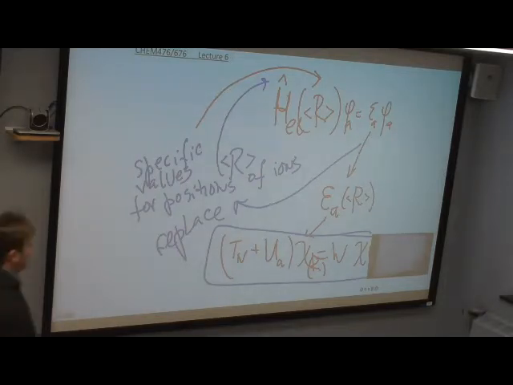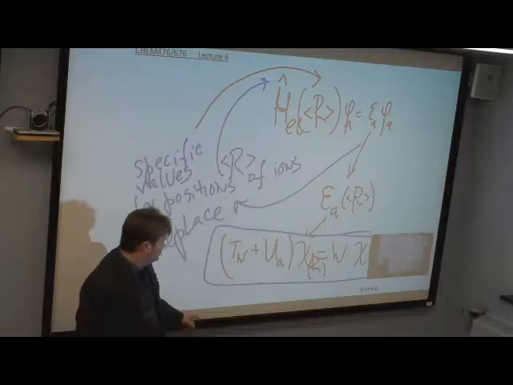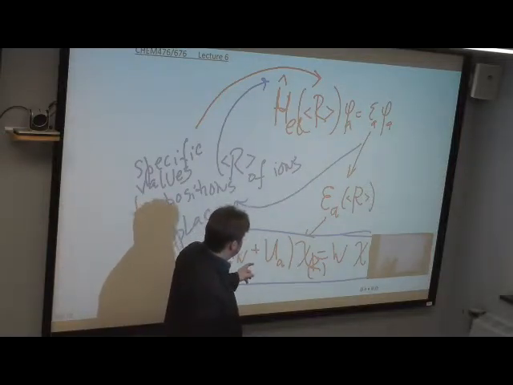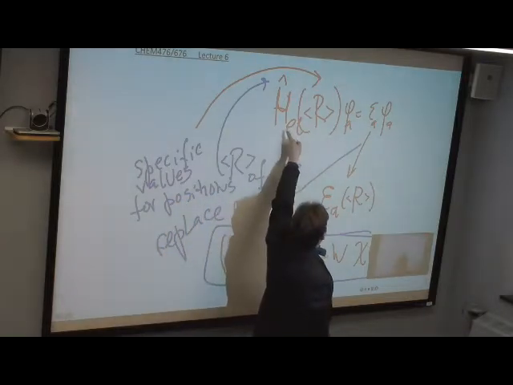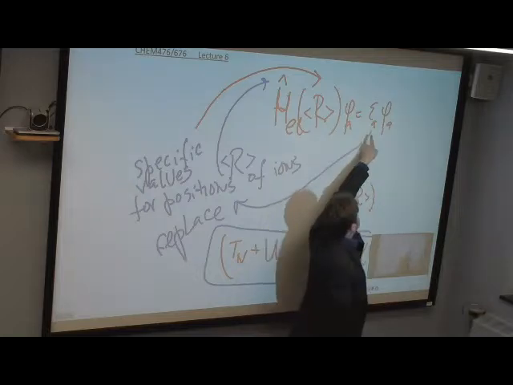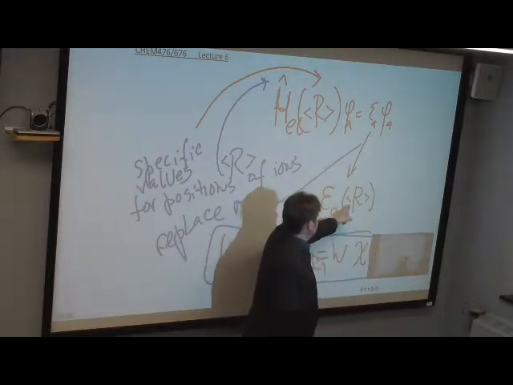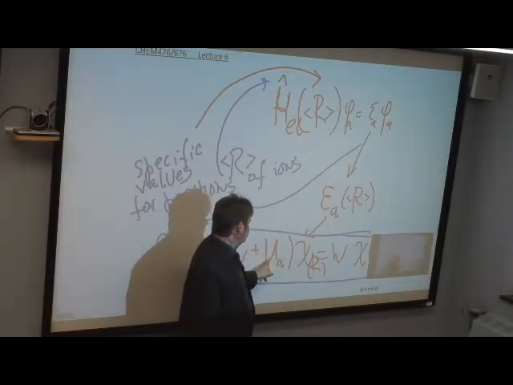And here I'm just bringing once again the equations that you're already familiar with. So the electronic Hamiltonian generates eigenenergies, which parametrically depend on position, and they are used to define the potential energy surface.